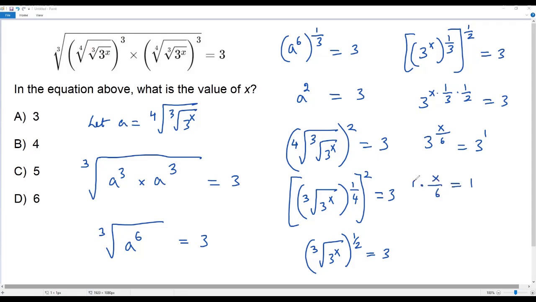To solve for x, I multiply both sides by 6. 6 will cancel out. I'm getting x equals 1 times 6, which is 6. Now I have solved for x. The value of x is 6 in the given equation. So I find 6 in option D. So the correct answer choice for this question is option D.